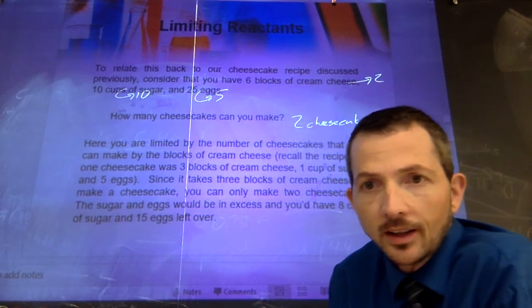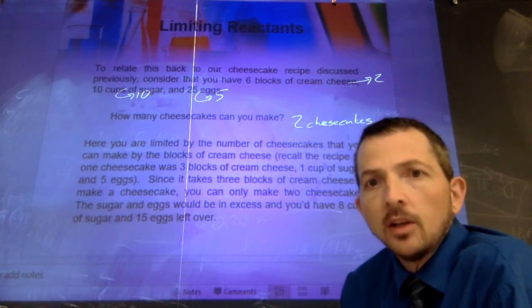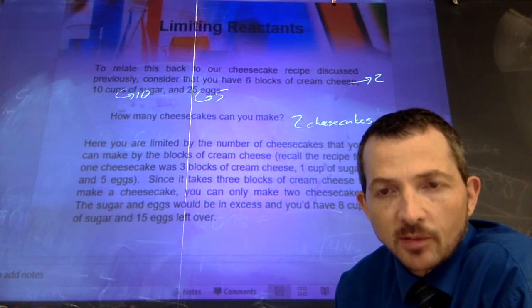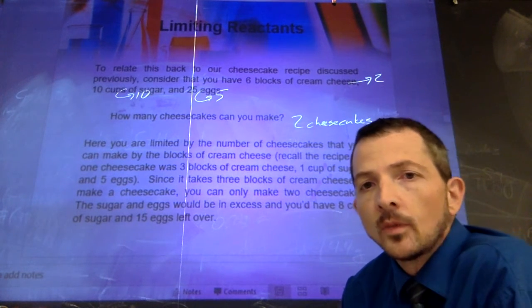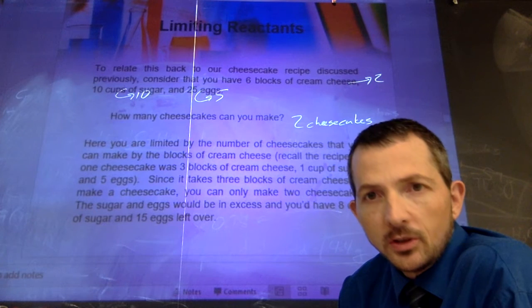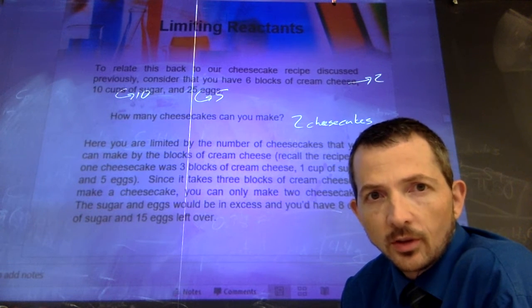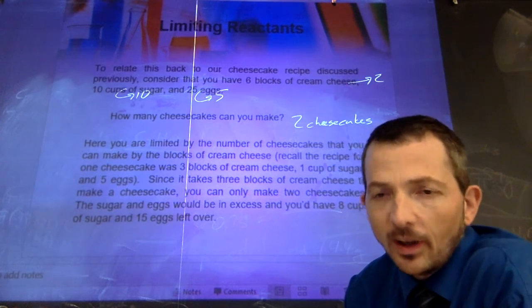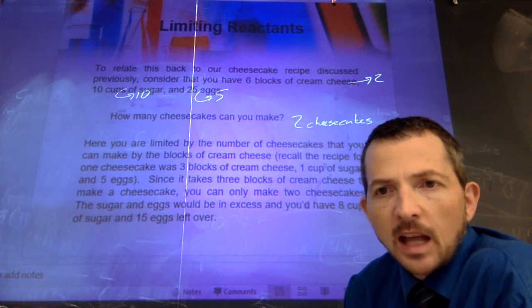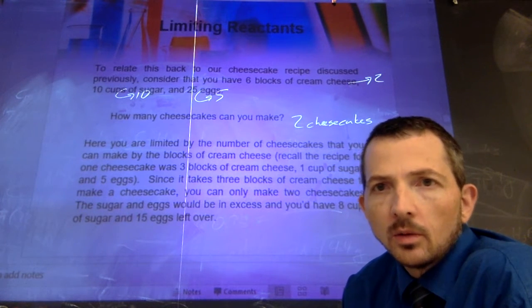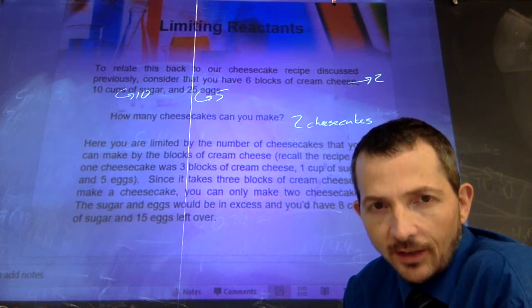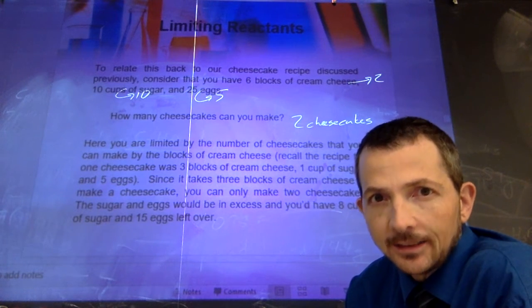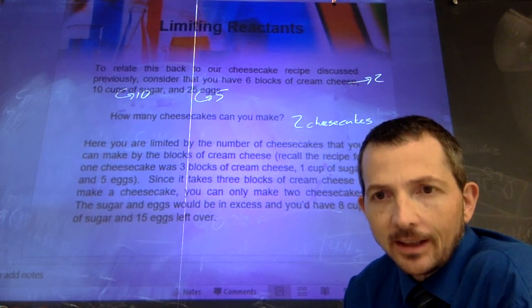And I could also calculate how much excess I would have. If I made 2 cheesecakes, how many cups of sugar would I have left over? Well, to make 2 cheesecakes it takes 2 cups of sugar. I have 10, so 10 minus 2, I have 8 cups of sugar left over. How many eggs would I have left over? I'm making 2 cheesecakes, it takes 5 eggs each, so to make 2 it takes 10 eggs. I have 25, so I have 15 eggs left over.